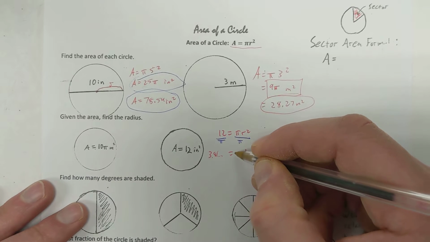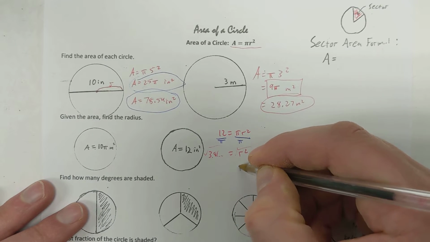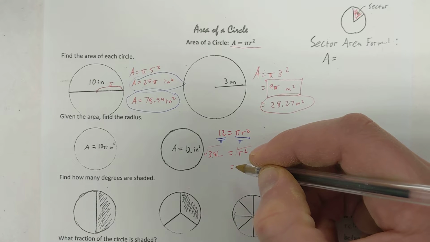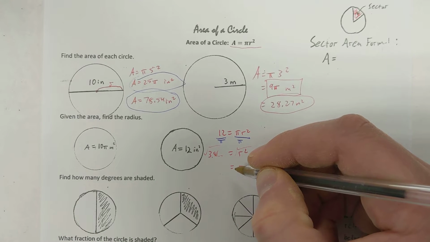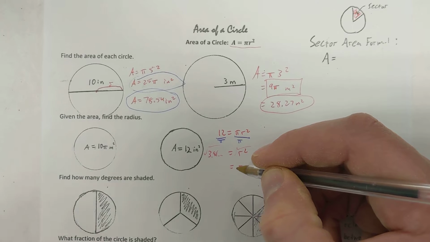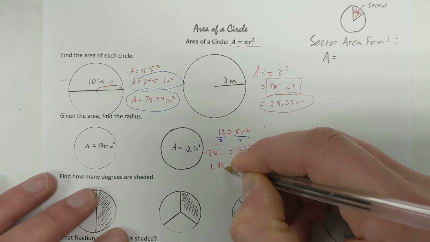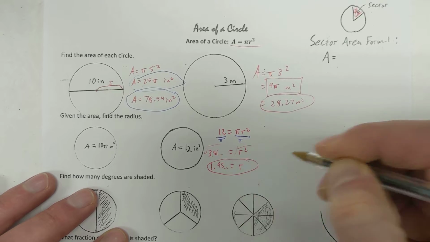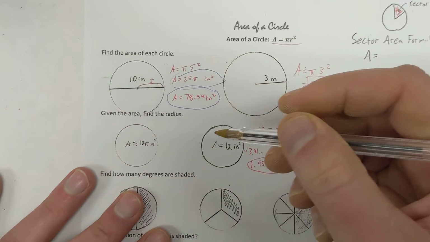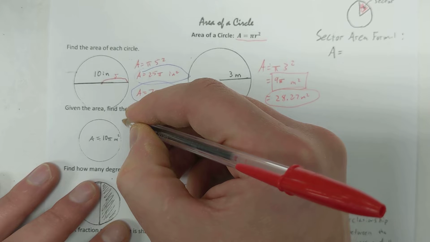Now I'm actually going to take the square root of both sides. And the square root of that answer is 1.954 and some other stuff. So there we go. This one right here, same sort of thing.